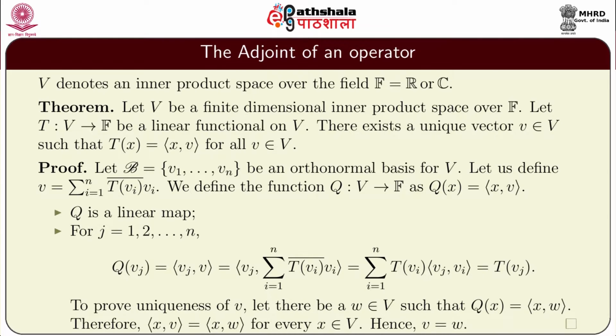Now, the theorem says that if V is finite dimensional over F and T from V to F is a linear functional, then there exists a unique vector v in V such that T of x is equal to the inner product x comma v for all x in V. In other words, every linear functional on a finite dimensional inner product space is representable by an inner product.